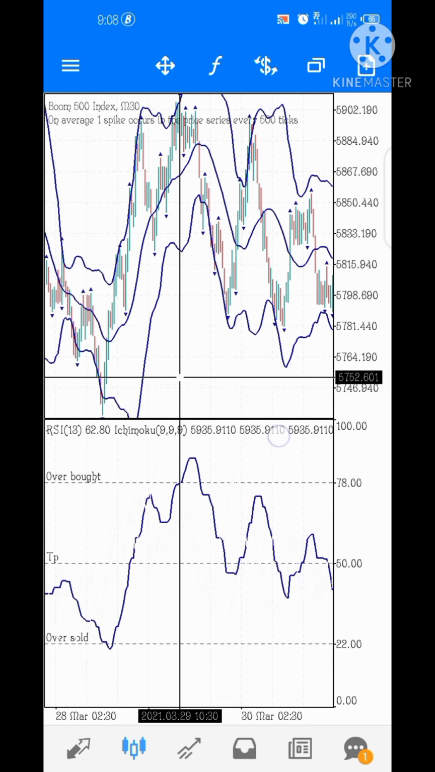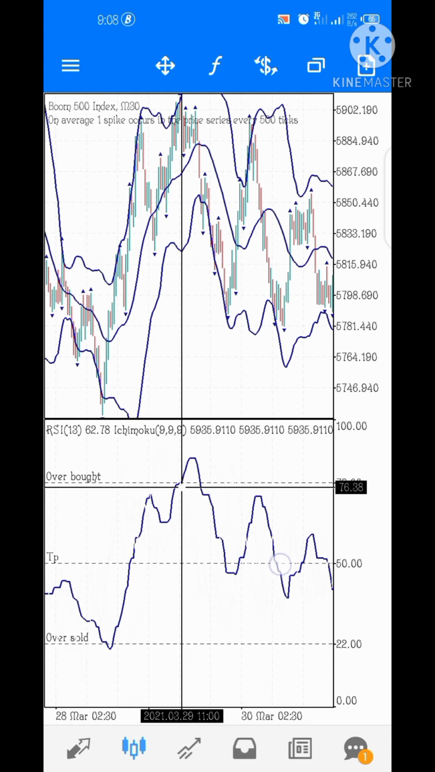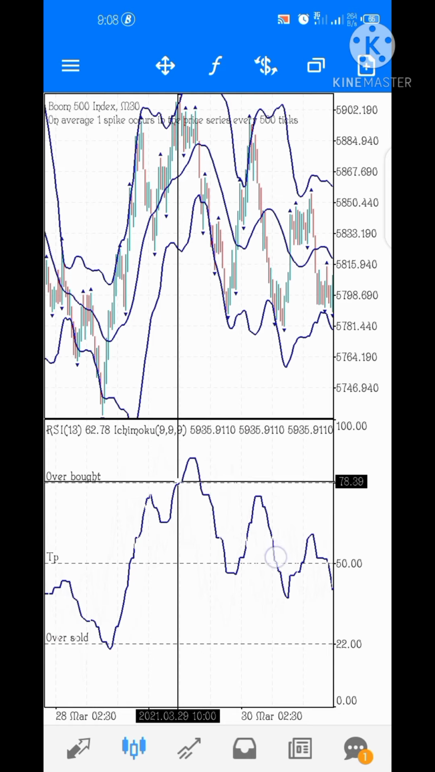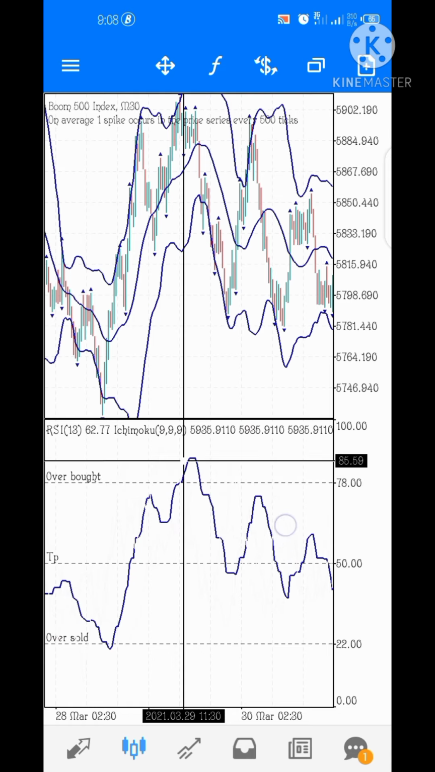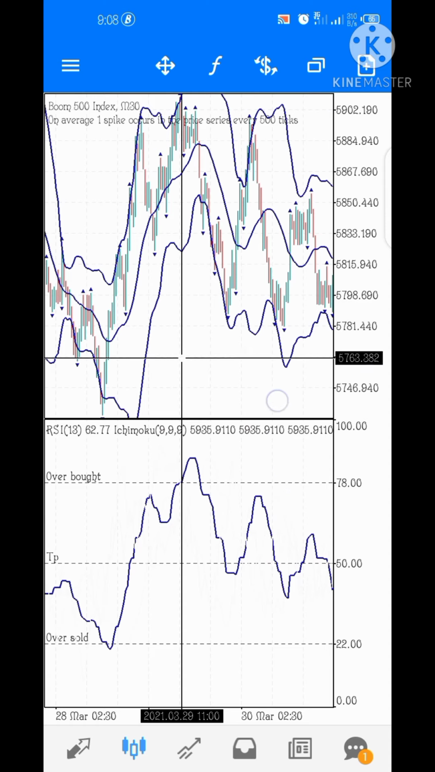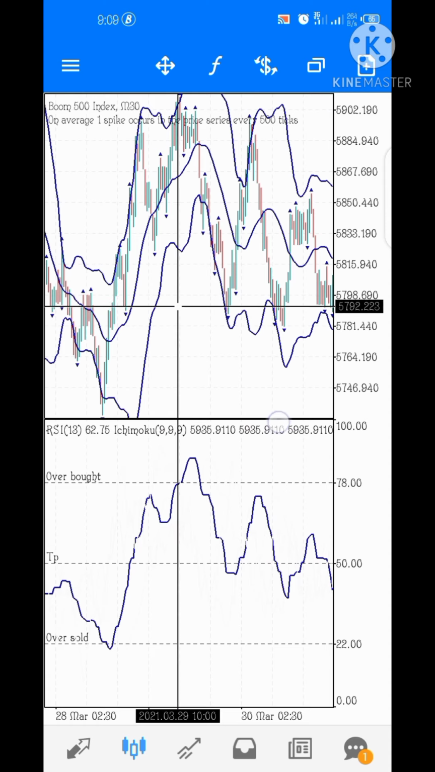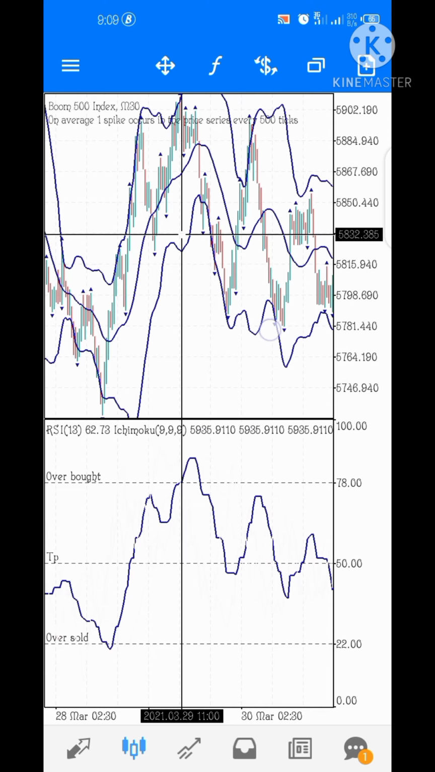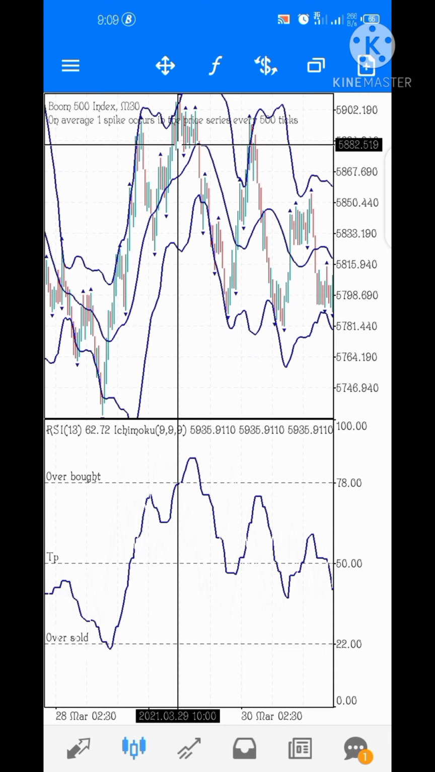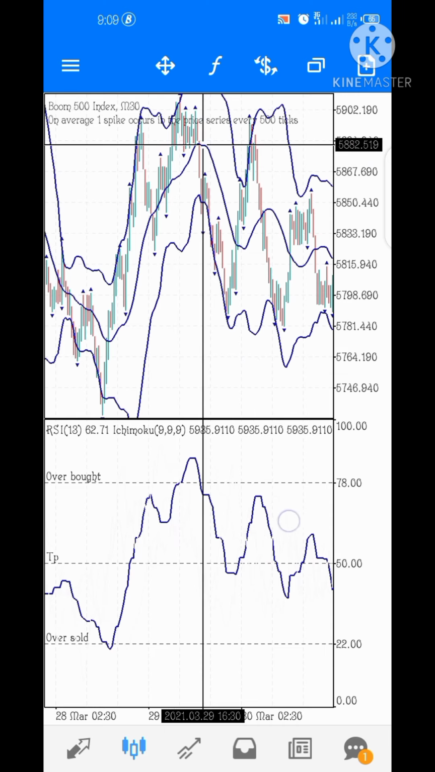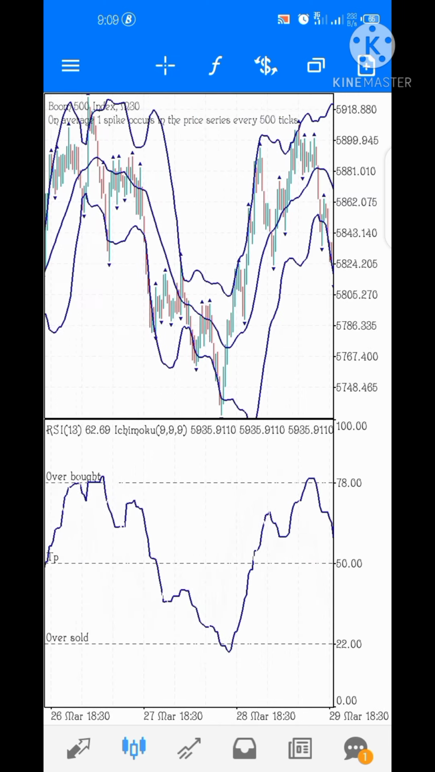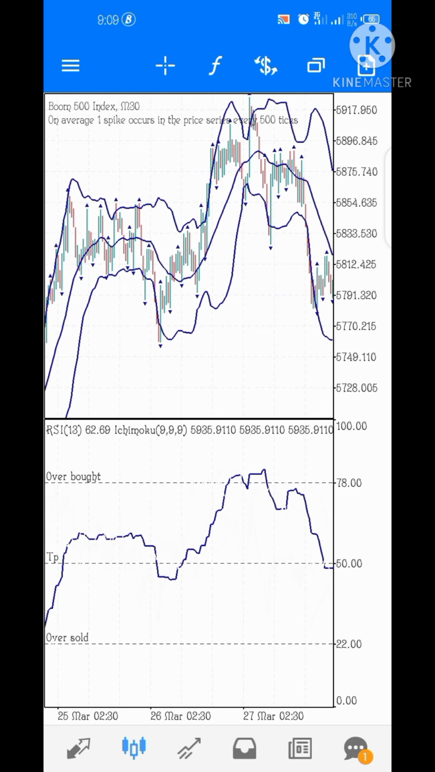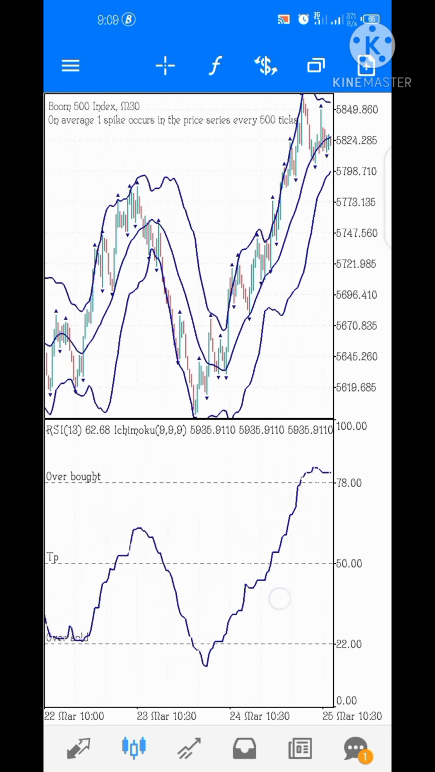You see, it touched, and at the same time the Ichimoku was at the overbought. Then you enter a sell trade, and put the stop loss either 10 pips away or above the resistance. Okay, so that's how to use these simple and so powerful indicators.